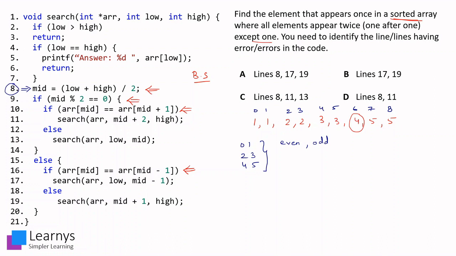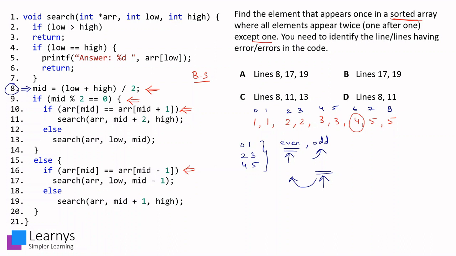pairing, as it is given that elements are appearing twice and they are sorted, so they will always be placed one after the other. So if my middle value is an even value, that means if I get the mid index as an even index, then obviously I will compare its value with the just next value. And in the similar case, if I get the mid value to be odd, then I will compare its value to the element just before it.